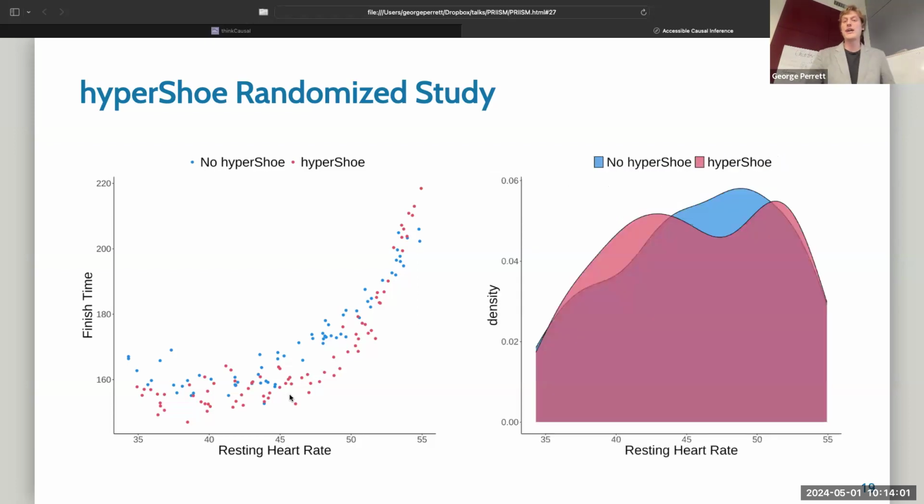Now, this is only true in expectation. So if I look at the distribution of resting heart rate between people that ran with hypershoes and people that ran without hypershoes, these distributions are a little bit different. Now, if we took these to expectation, if we increased sample size to infinity, these distributions would become exactly the same. But if we look at the means right now, they're almost identical to each other. So on average, the treatment group has the same resting heart rate as the control group does.